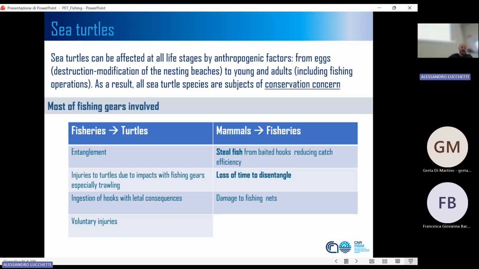Turtles can still fish, but the most of the interactions that negatively affect the fishers is the loss of time. They have to remove the hook from the mouth. That's why sometimes in the longline they simply cut the branch line, and that's all. But this practice is deadly for sea turtles because after this they ingest the branch line and they encounter a delayed mortality in a short time, I mean.